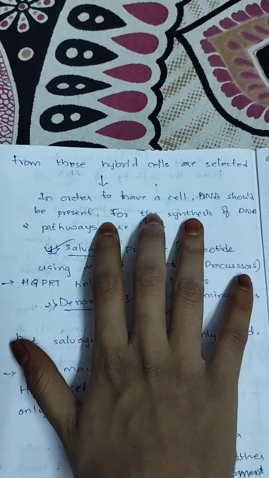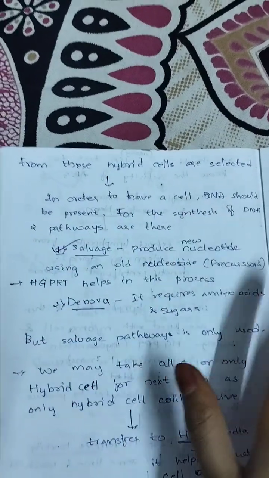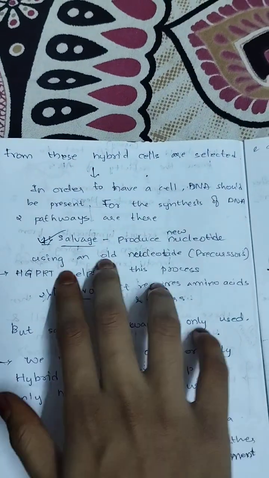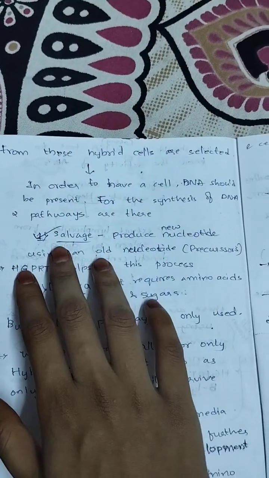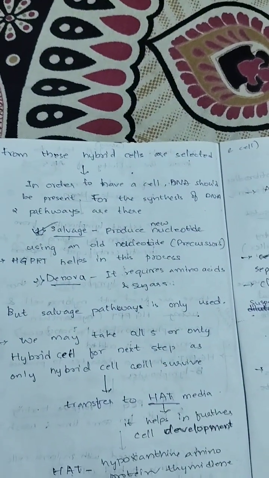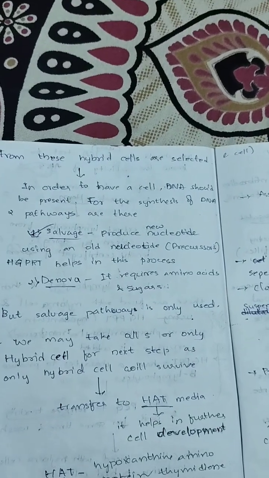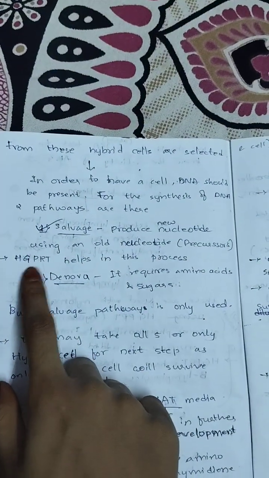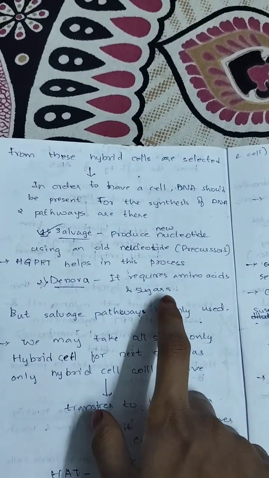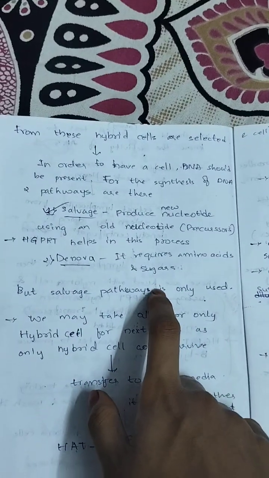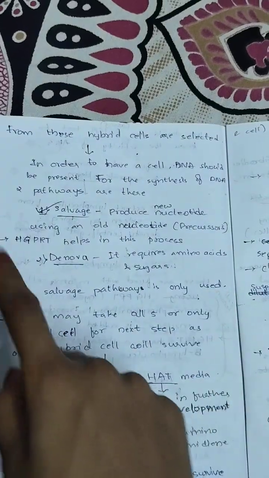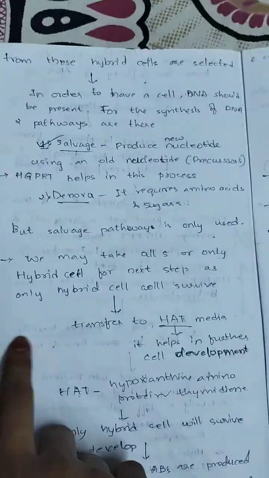In order to have a cell, DNA should be present. So for the synthesis of DNA, there are 2 processes, salvage and de novo. In the salvage process, new nucleotide is produced using an old nucleotide, that is, the old nucleotide is a precursor. In this process, HGPRT helps. While in de novo, amino acids and sugars are required for the production of nucleotide. But in this technique, only the salvage process is used. That's why we add HGPRT during fusion.